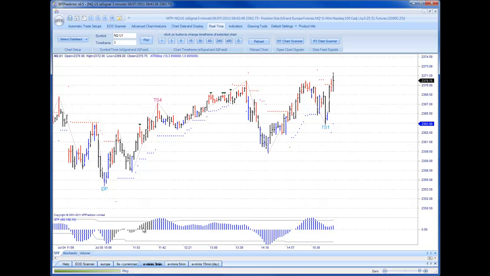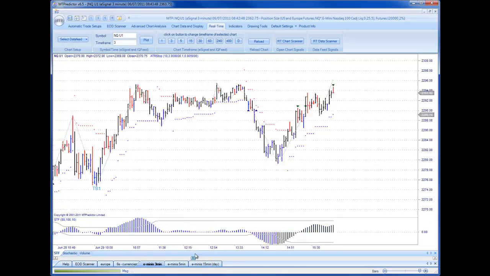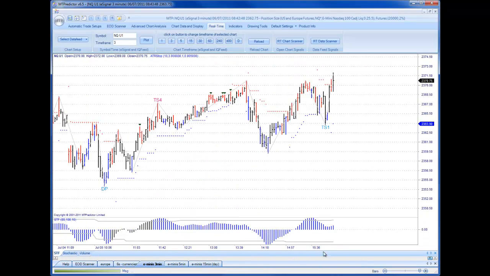The STF works just by a simple color code. If it's blue, the larger degree trend is up. If it's black, the larger degree trend is flat. And if I scroll back, see if I can find where the market is dropping. No, I can't, because the market is going up all the time there. But if the STF is red, the trend is down.